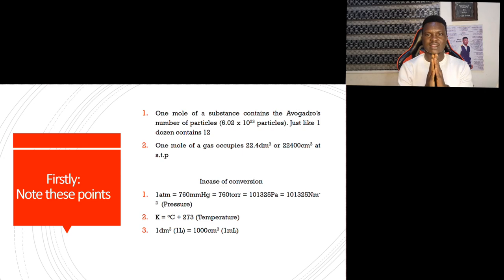Then, every time you want to do a calculation, your temperature must be in Kelvin. So you convert from degrees Celsius to Kelvin. And how do you convert? Whenever you are given degrees Celsius, you add 273 to it. That will give you the Kelvin scale. Whenever you have volume, 1 dm cube of a gas or 1 dm cube of whatever volume it is, is equal to 1000 cm cube. Please note all of these things. We're going to be using them as we move on.